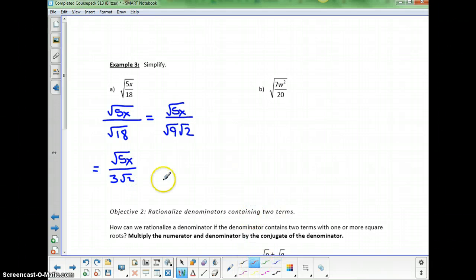Alright, so we've simplified. Now for our rationalization step, what we need to do is get rid of the square root of 2. So we're going to multiply top and bottom by the square root of 2.